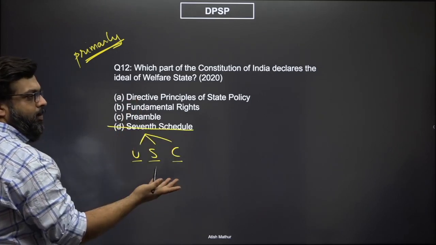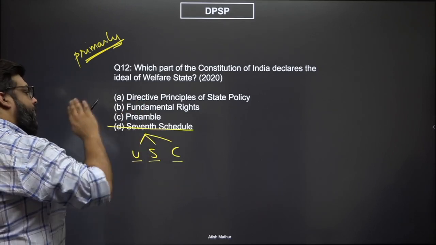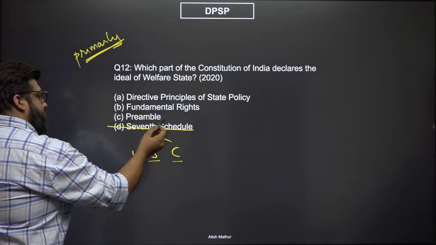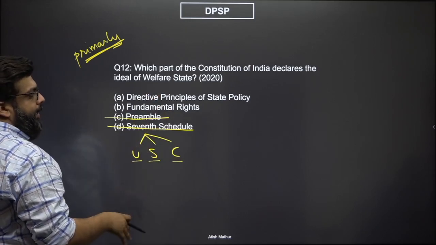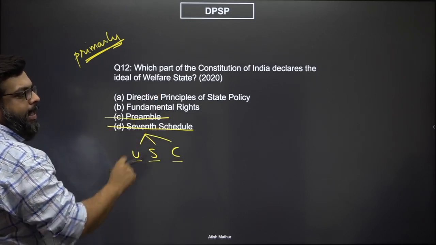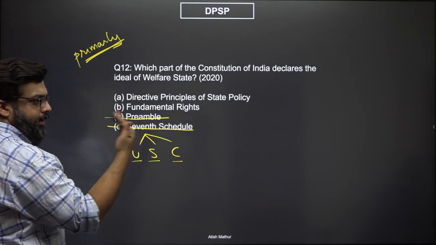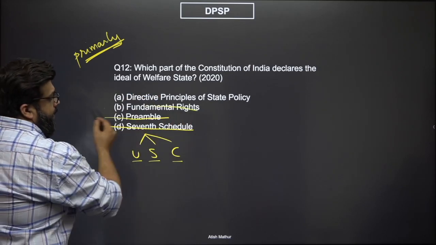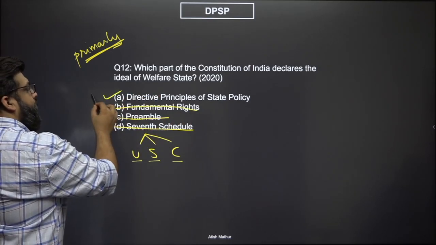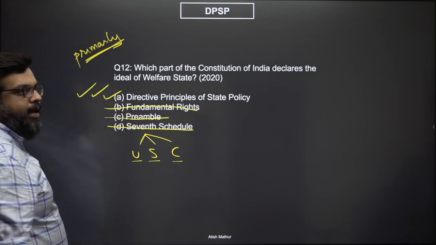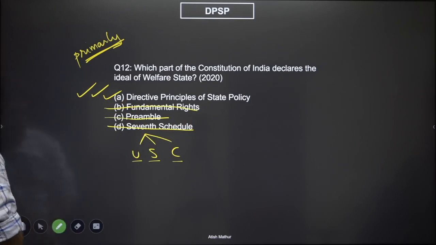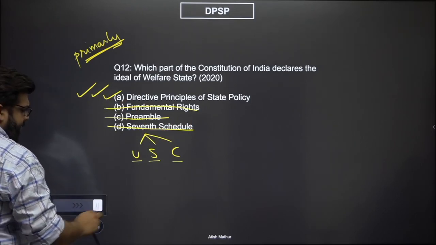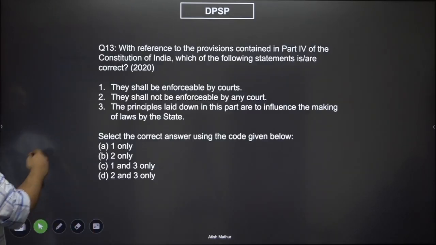Preamble does talk about welfare in the form of socialism, but also talks about other things. So this is not the answer. Fundamental rights, on the other hand, are minimum political guarantees against the state for the citizens. This is not the answer. This is what you should do if you can, if you have the resources, time, and the political will. So your answer is A, directive principles. That was a very easy question and you can easily solve it.